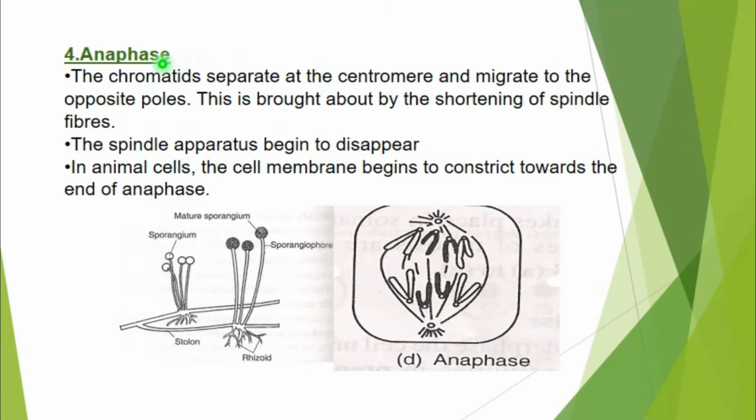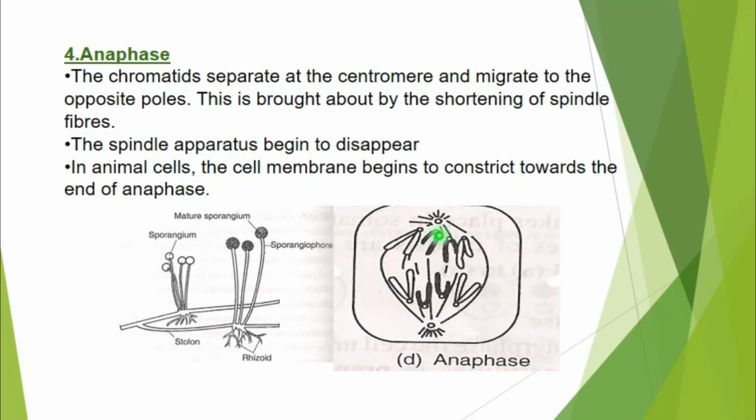Let us go to the fourth stage of mitosis. We have the anaphase now. What happens now during anaphase stage is that the chromatids now, they separate at the centromere. Remember, they were joined, right? So they separate now. And once they separate, each one of it, they migrate to the opposite poles. Now this is brought by shortening of the spindle fibers.